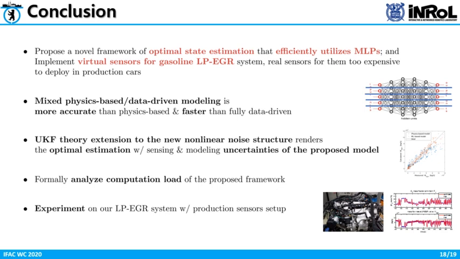The unscented Kalman filtering theory extension to the new nonlinear noise structure renders the optimal estimation, with sensing and modeling uncertainties of the proposed model. We formally analyze the computational load of the proposed modeling and estimation framework. In experiment, the proposed modeling and estimation framework is accurate and robust in the aggressive experiment, with only production sensor setup and spec.